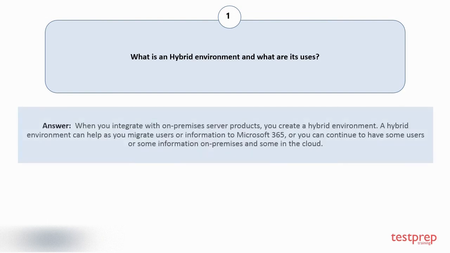Your answer is: when you integrate with on-premises server products, you create a hybrid environment. A hybrid environment can help as you migrate users or information to Microsoft 365, or you can continue to have some users or some information on-premises and some in the cloud.